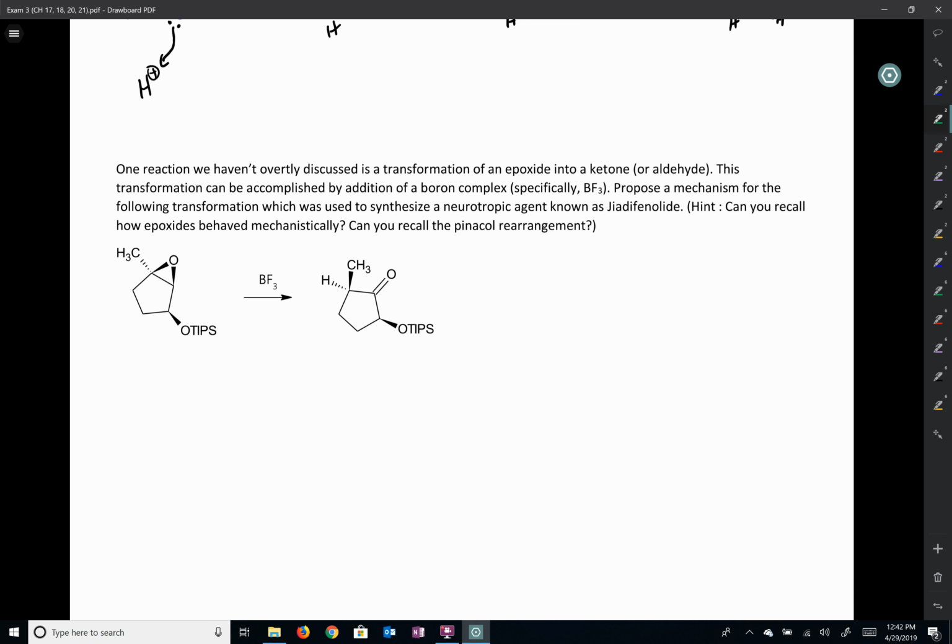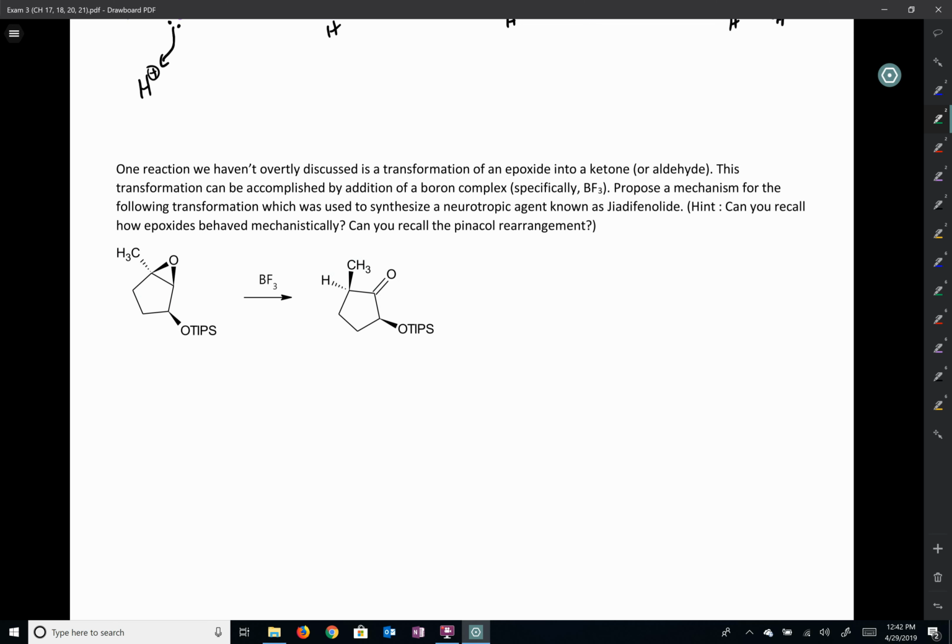Okay, another mechanism. Here we have an epoxide. We're taking it to a carbonyl. Doesn't do anything to the tips, right? That doesn't go anywhere. We see an inversion of stereochemistry at our methyl group, though. That should give us a clue about what's going on, or we need to at least explain it, right? Would be another way of saying that.